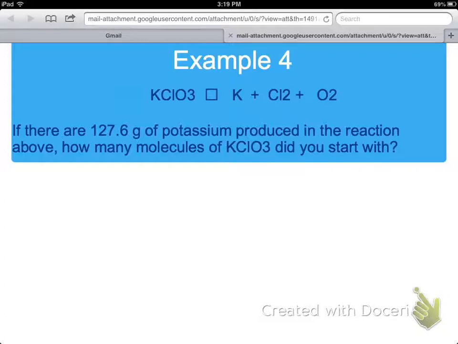So again, this equation is not balanced. So this needs a 2. Need to stick in a 2 there. CL looks good. I need a 3 there. Okay, so now my equation is balanced. So we can see, here's what I have to start with. I'm looking for molecules of KClO3. Okay, so that's something new.